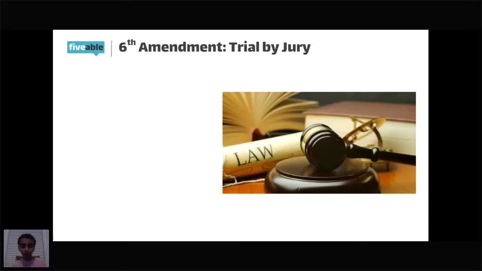The other provision we're going to talk about with the Sixth Amendment is trial by jury. All major trials must be overseen by a jury of peers.